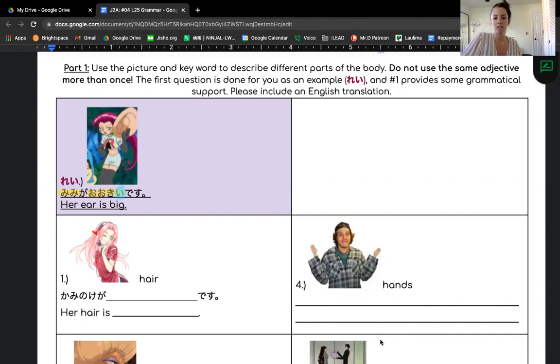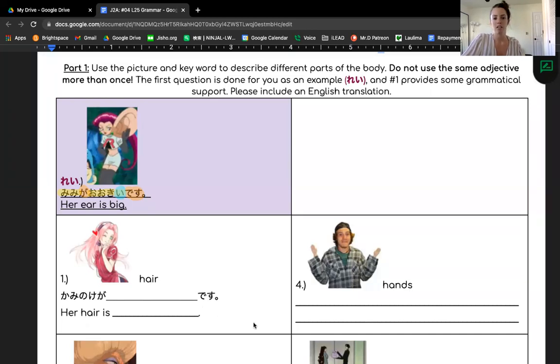And then, of course, we have our particle ga. So Mimi ga, this is saying that the ear is the subject of the sentence, or that's what we're focusing on. And then desu is or are. In this case, it is. So Mimi ga oki desu. Her ear is big.